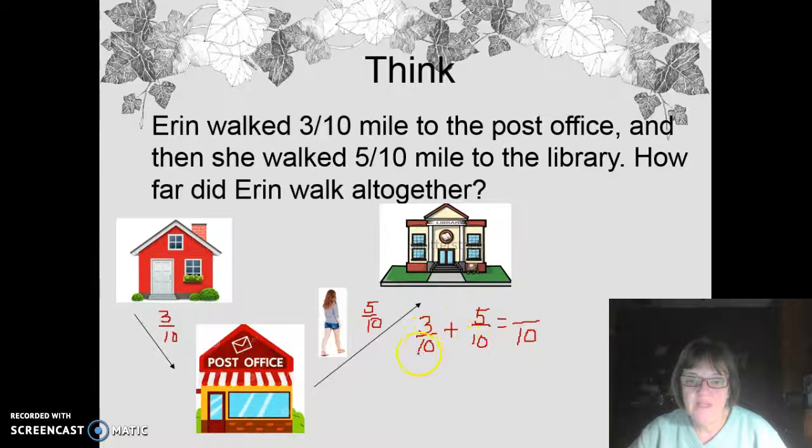Okay, the bottom is how big is the whole, and I'll show you that in a few minutes with a pizza. Of course, we got to work food into it, right? But we're adding up how many pieces of that whole, so we don't add the bottom, all right? So on the top here, we have 3 plus 5, which is 8. So Erin walked 8/10 of a mile.